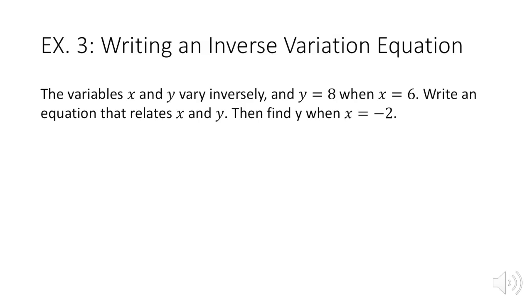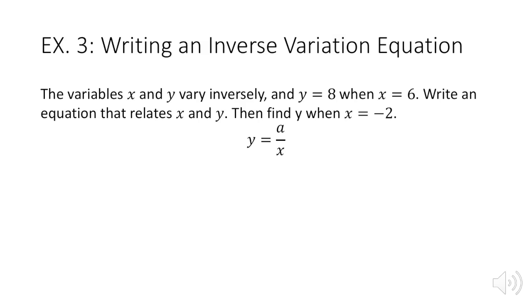So example 3, writing an inverse equation. The variables x and y vary inversely, and when x equals 6, y equals 8. Write an equation that relates x and y, and then find y when x equals -2. So what you want to do is go back to that first equation we saw, y equals a over x, and plug in the values that we got earlier to find the equation.